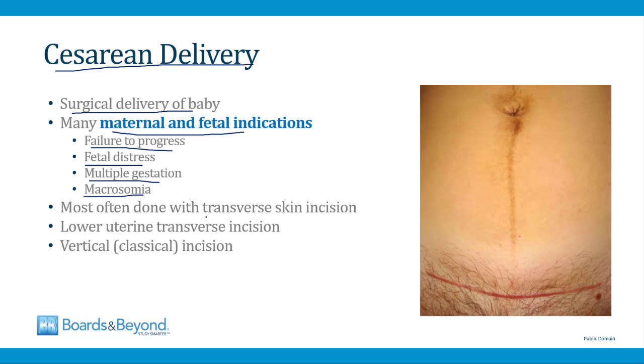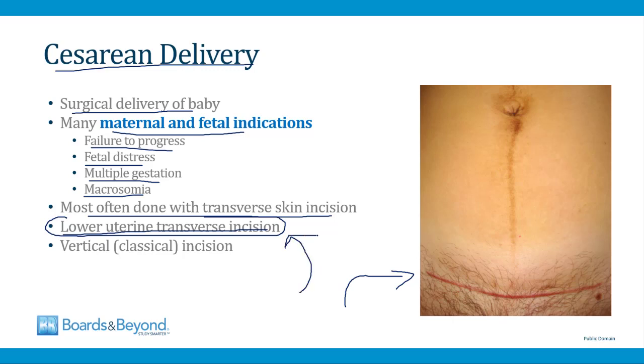Usually cesarean deliveries are done with a transverse skin incision. That's what's shown on the slide here in this picture. And then once you make the skin incision, you have to make an incision in the uterus in order to get the baby out. And ideally, this is done through what's known as a lower uterine transverse incision. This type of uterine incision, after it heals, carries a lower risk of uterine rupture with subsequent pregnancies. And so after a cesarean delivery, if the woman has another pregnancy and she wants to deliver vaginally, that can sometimes be done if the initial cesarean section was done through a lower uterine transverse incision.